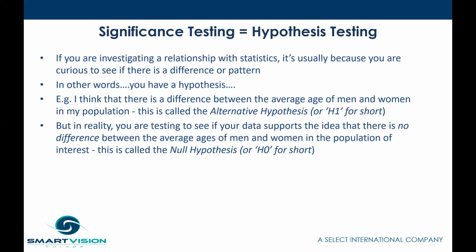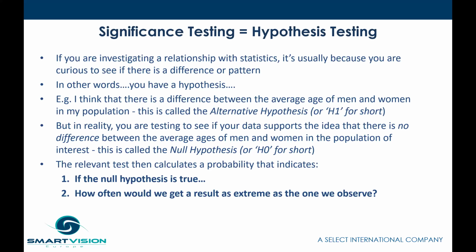It's labeled H1. But in reality, the statistical test that you're running is focusing on the idea that you're trying to see if your data supports the notion that there is no difference between the average ages of men and women in the population. This is called the null hypothesis, or H0 for short. So p-values are related to a null hypothesis. The idea being that there's no difference, there's no relationship, and it's giving you a value to help you figure out whether or not the evidence supports that notion that there's no difference. That's just how they're oriented.